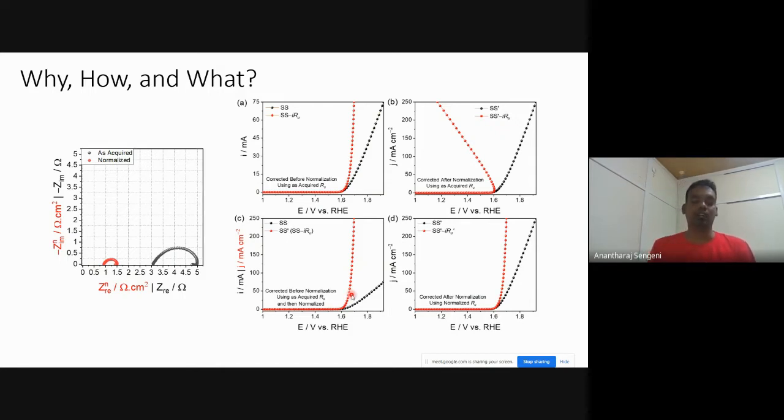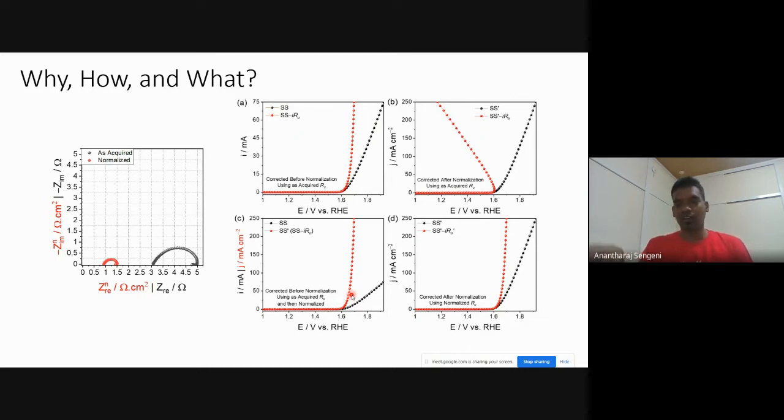compensation and normalization. So if you look closely, what we can observe is that you should normalize the activity and the uncompensated resistance before performing IR drop, or else you can perform the IR drop with the as occurred activity and as occurred uncompensated resistance. Then you can normalize the activity. So this is how it should be done.